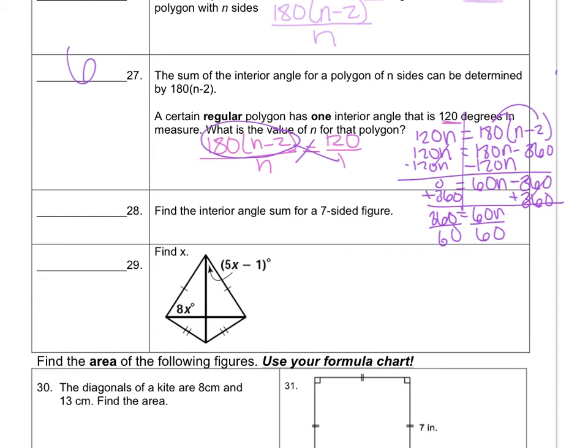Okay, on number 7, it says find the interior angle sum. So this is a nice problem because you're just looking for the total amount. So the total amount of all of the interior angles is just that formula 180(n minus 2). So the number of sides is your n value. So that's my n value. So really we just have 180(7 minus 2). Well, 7 minus 2 is 5, and if you do 180 times 5, you're going to get 900. So that is the total number of degrees for that figure.